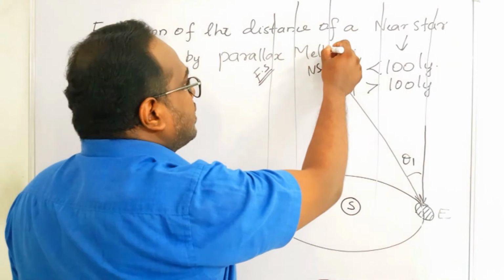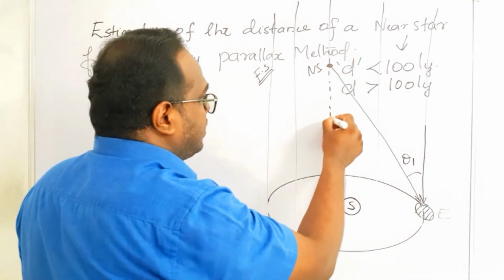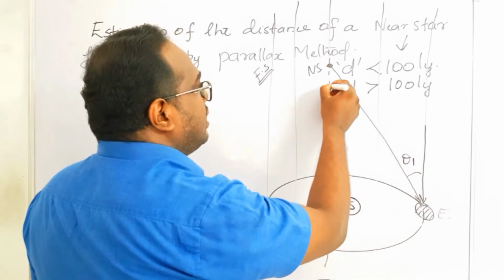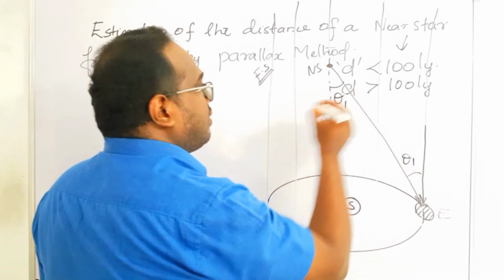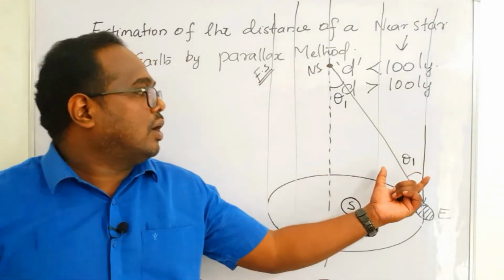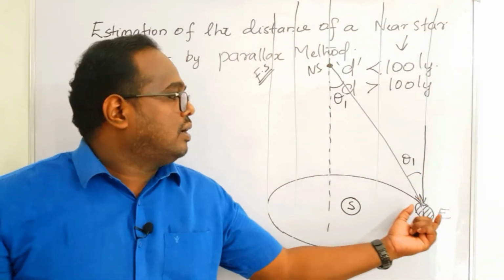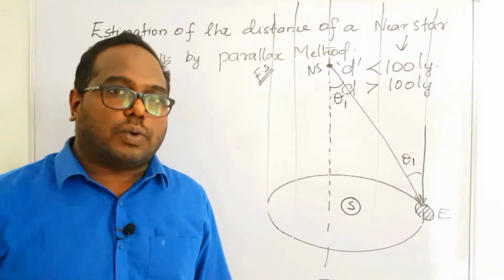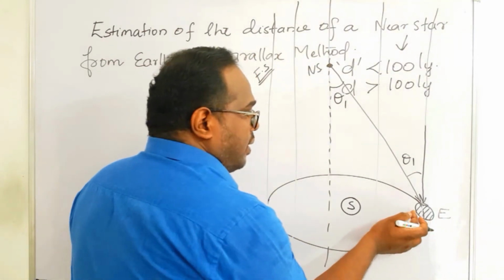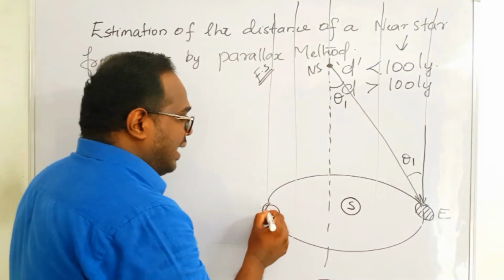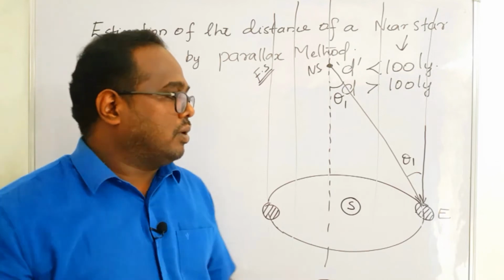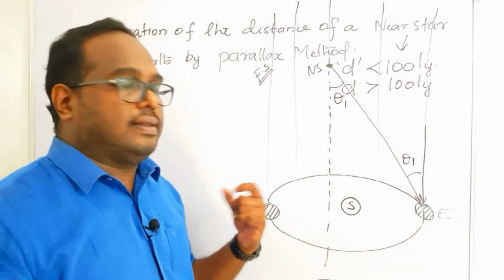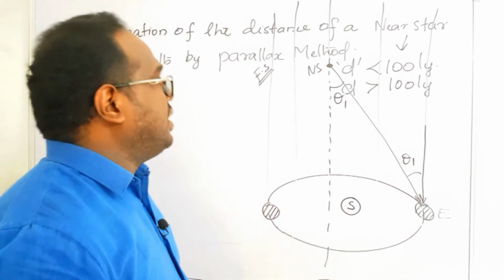And if this is the center line, these two lines are parallel. If this is theta, this angle will also be theta 1. Clear? You measured this angle, and after that you wait for 6 months. After 6 months, what happens? This Earth will rotate and it will reach here, right? Diametrically opposite, because 6 months is the time taken for half a revolution of Earth around the Sun. So it has reached here.